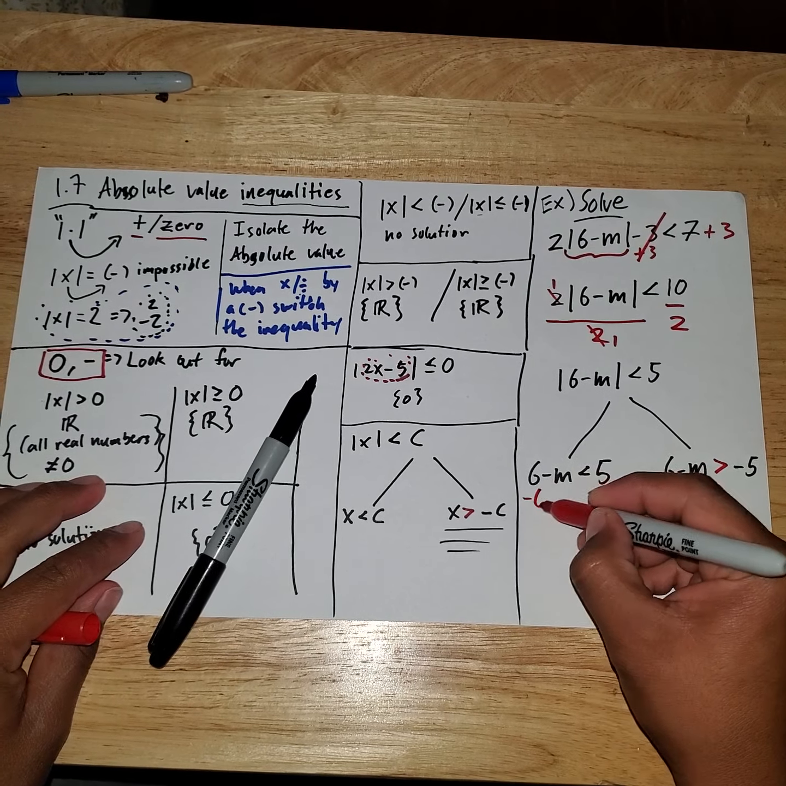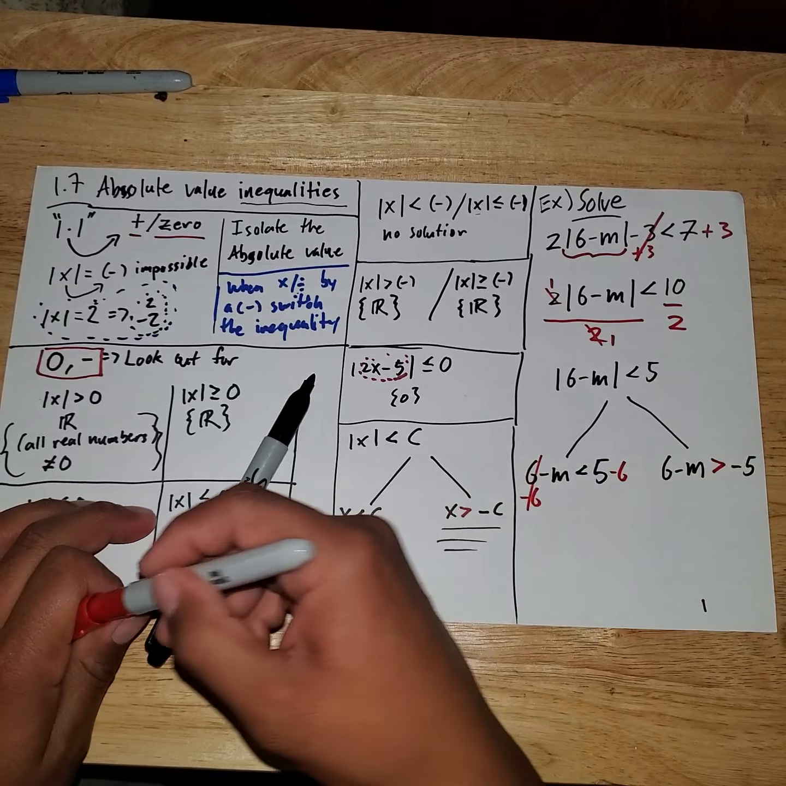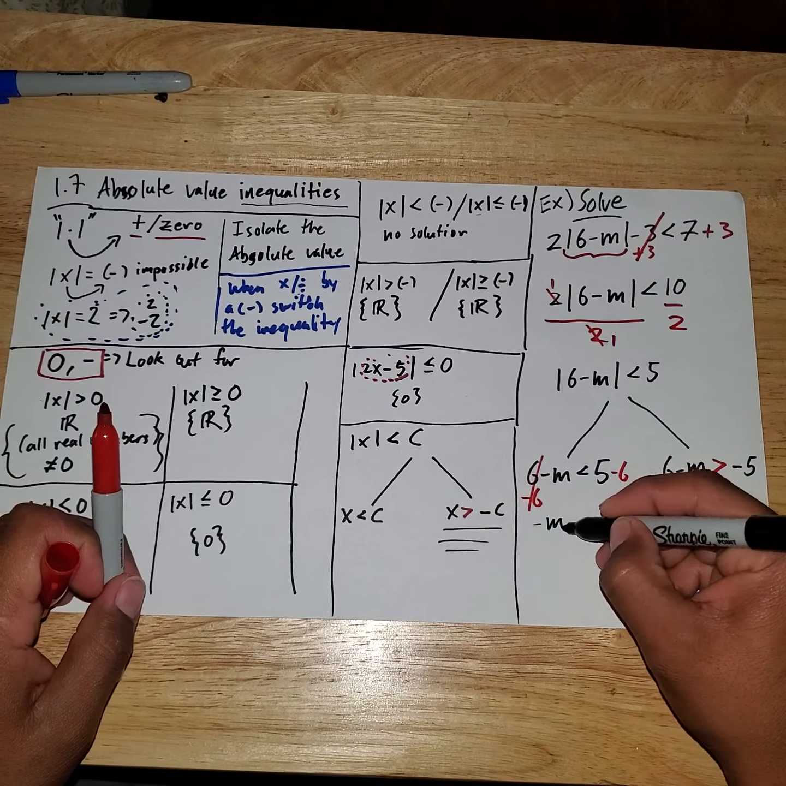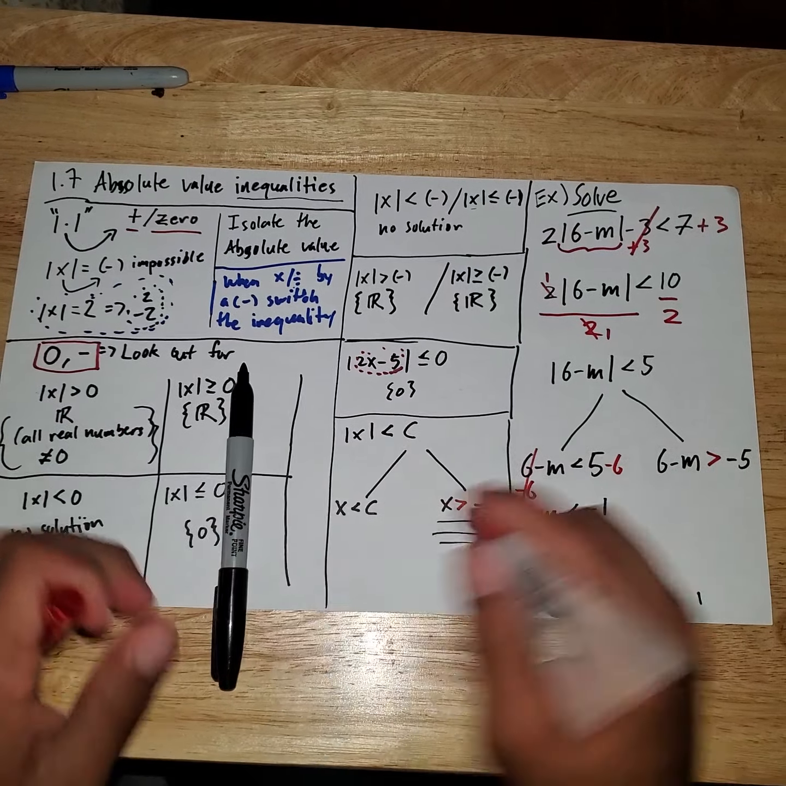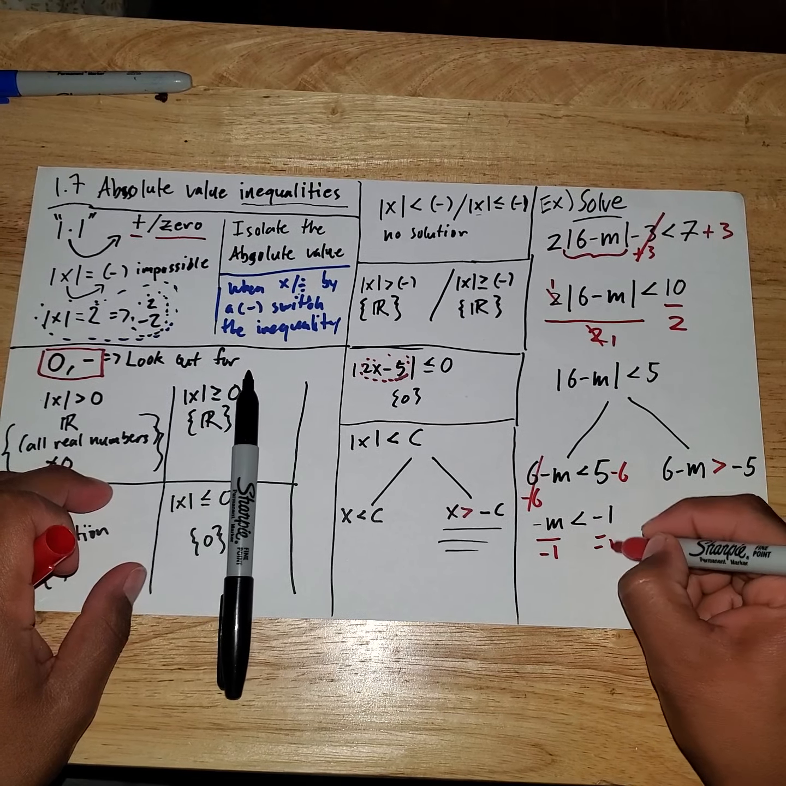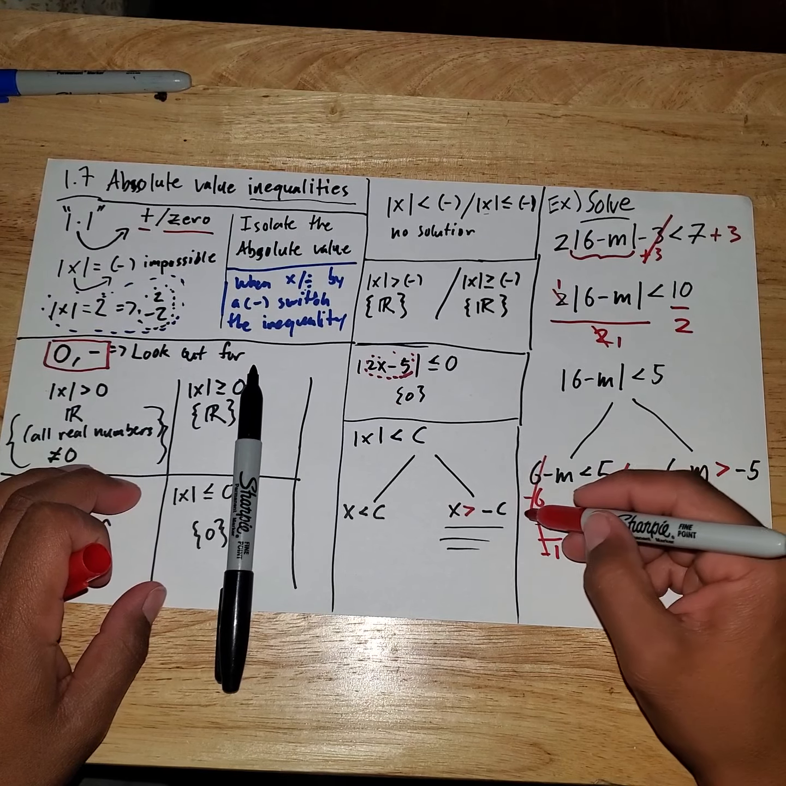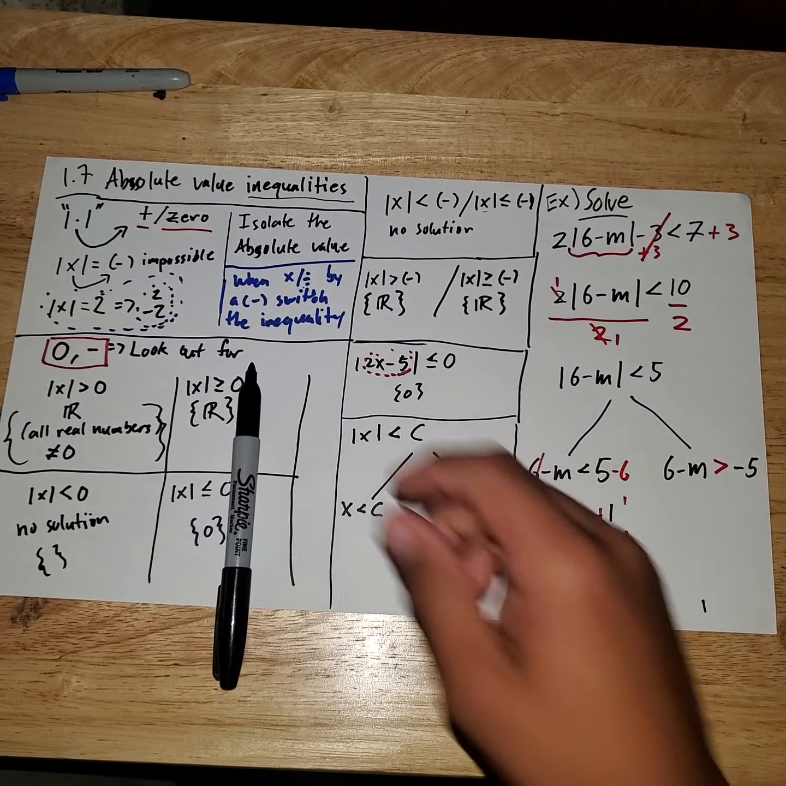We have to solve for m, so let's subtract 6. These cancel. We have negative m less than negative 1. So now we're going to divide by negative 1 to both sides. These simplify to positive because a negative divided by a negative is positive. 1 divided by 1 is 1.